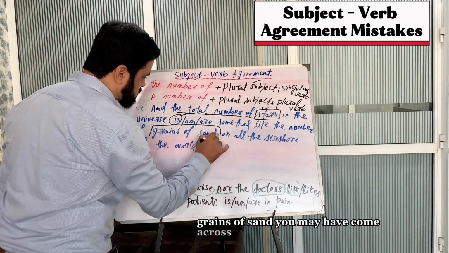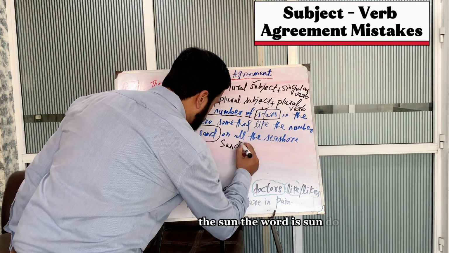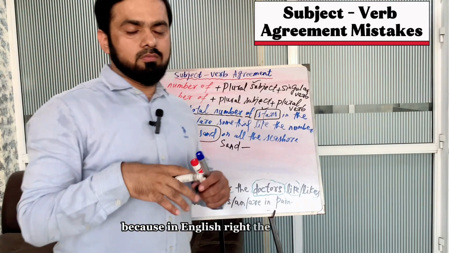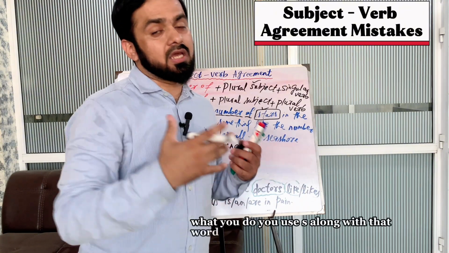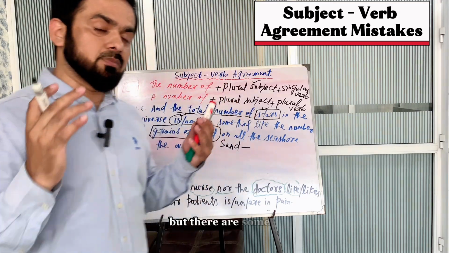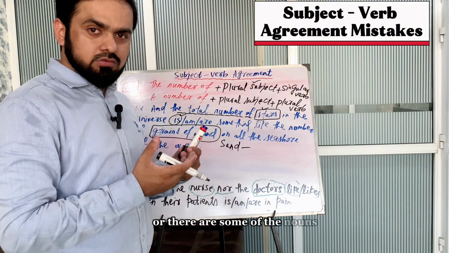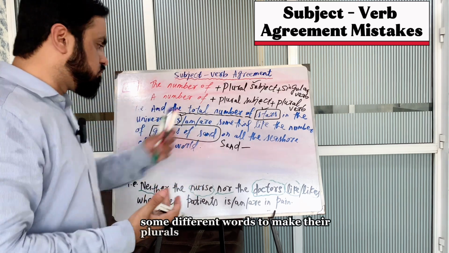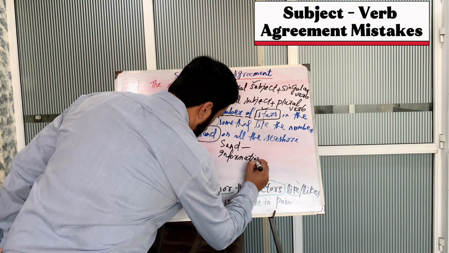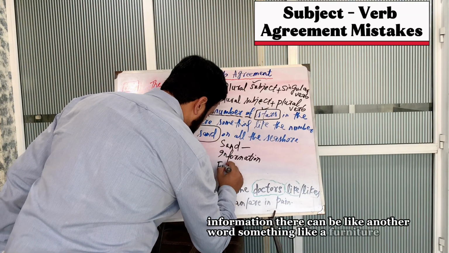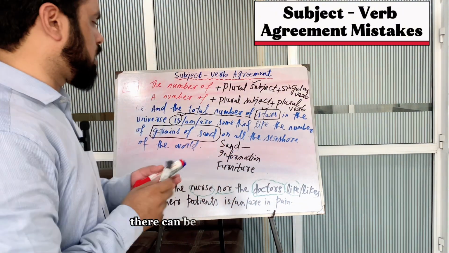Grains of sand. You may have come across this rule as well, right? This is actually the rule of the noun. The word is sand. Do you know what the plural of sand is? Because in English, most people claim that when you are to make the plural of any noun, you use s along with that word, but it's not the same in all cases. There are some cases where you use only s, let's say toys, right? But there are some nouns for which you have to use different words to make their plurals. For example, sand, and there are some other words like information, furniture, advice, abuse, mischief, right? There can be a couple more as well.